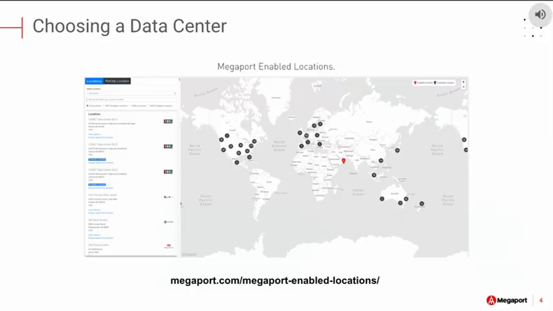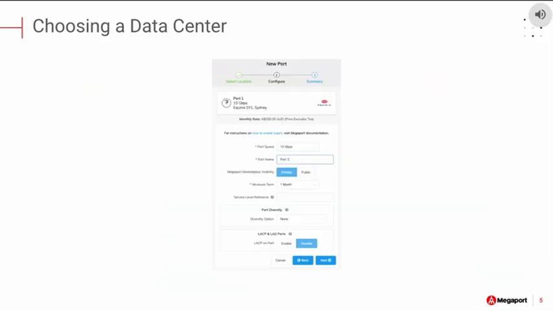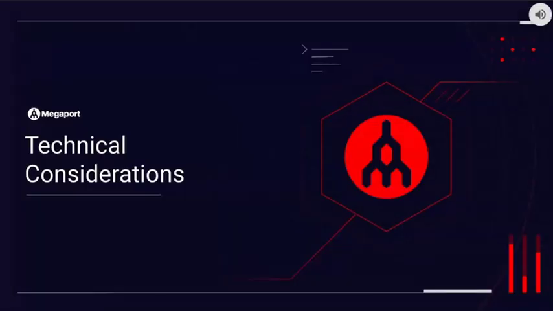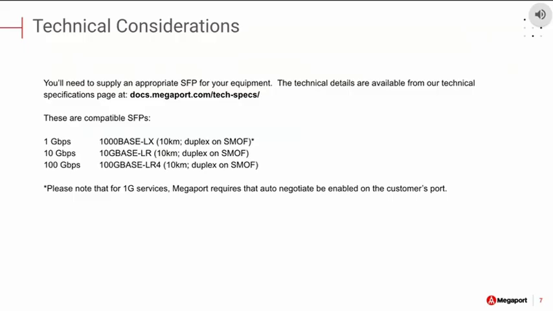megaport.com/megaport-enabled-locations. Once you've selected a data center and port speed, you're just about ready to order your port. Simply choose the location, diversity, and LACP options, then click Next. As you can see, ordering a port is simple. Before we go further, there are a few technical considerations to keep in mind. You'll need to supply an appropriate SFP.